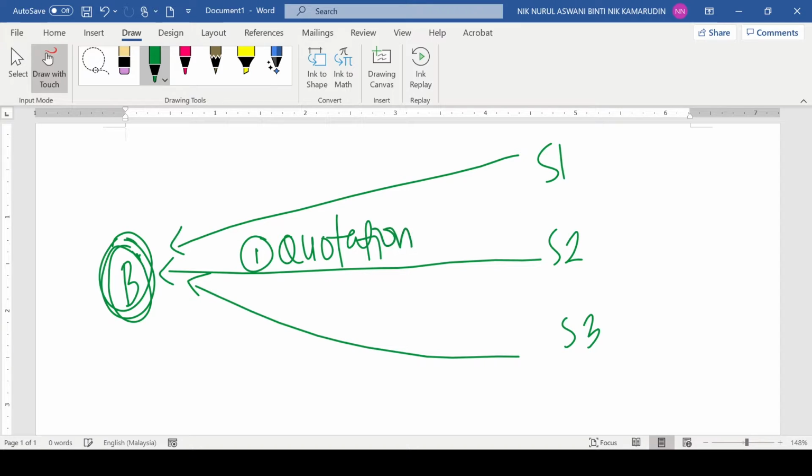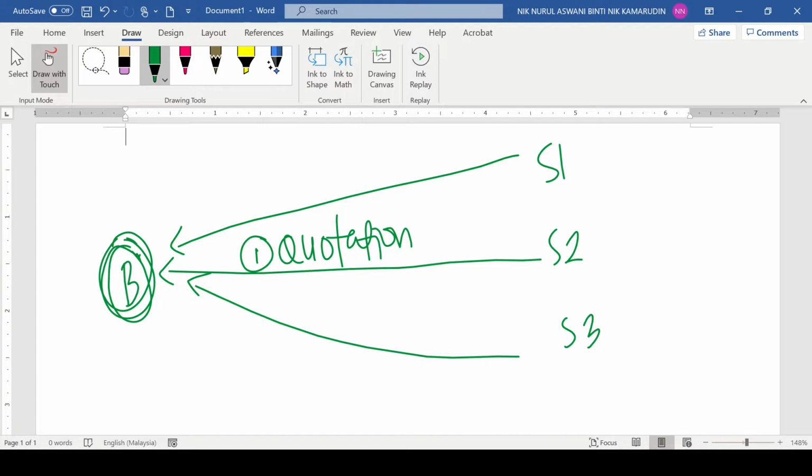In this quotation, the supplier will describe the goods as well as the price. Once we receive all the quotations from different suppliers, we have to decide which supplier we are going to purchase from. Let's say, after very careful consideration, we decide.